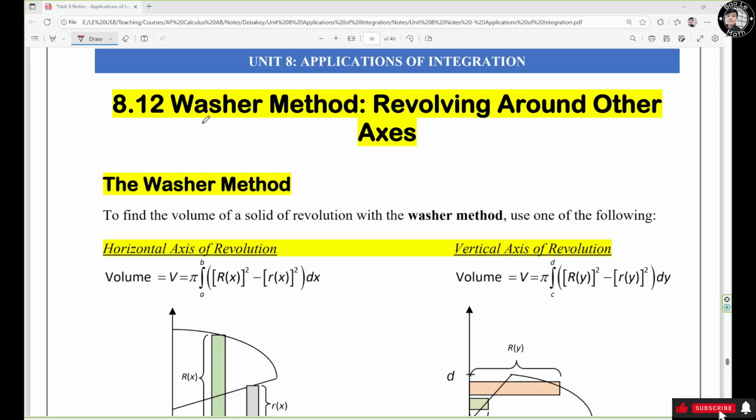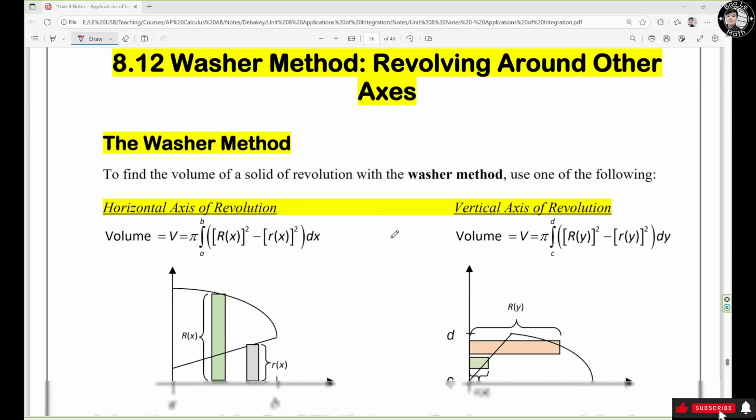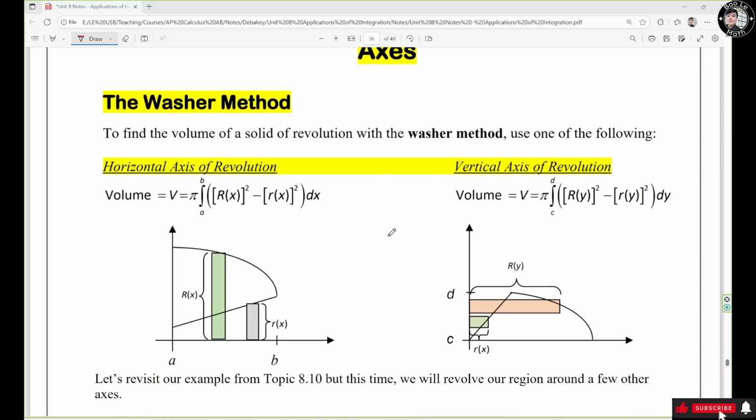Hello everyone, in this video we will explore topic 8.12, the washer method revolving around the other axis. Remember we learned before we have the volume formula. When you revolve the regions about the horizontal axis, it's going to be V equals pi integral from a to b, the bigger radius squared minus the smaller radius squared dx, right? So when it comes to the horizontal axis, it's going to be x value, right?